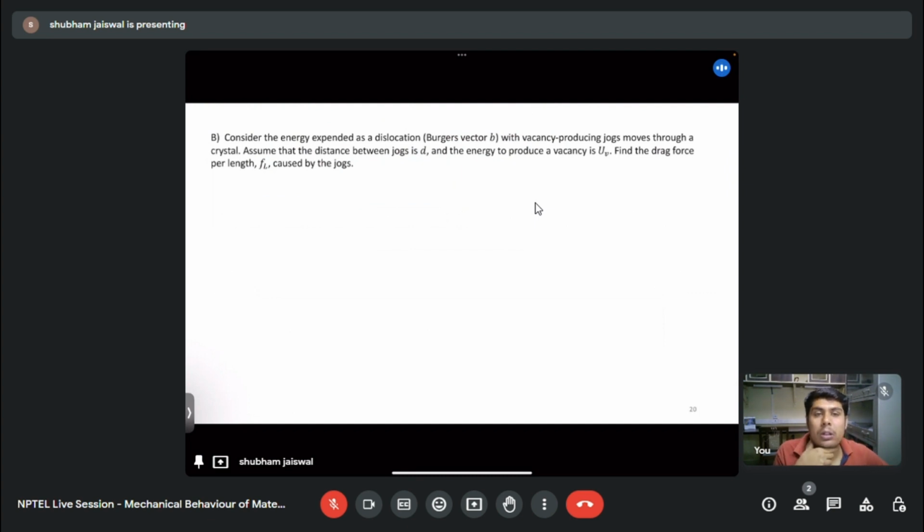Now here comes the second question. The question is like that. Consider the energy expended as a dislocation with a Burgers vector b and with a vacancy producing jogs moves through a crystal. Assume that the distance between jogs is d and the energy to produce a vacancy is uv. Find the drag force per length FL caused by the jogs. Please try to answer it, guys.